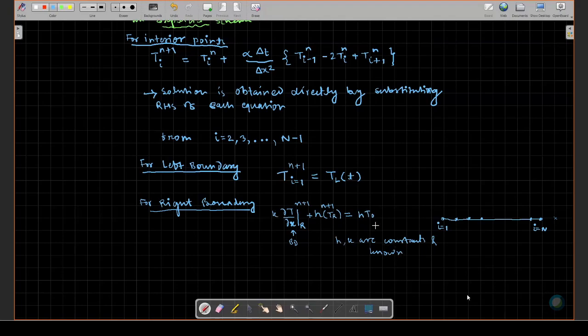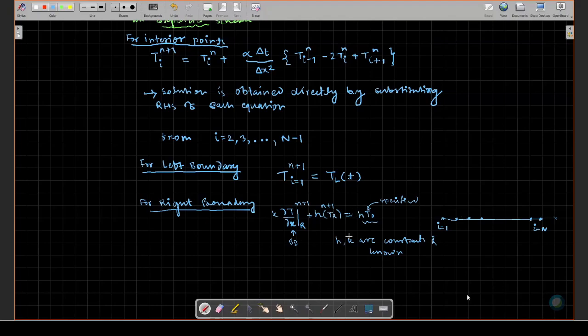T naught is also some specified value. This is basically the ambient temperature. So T naught is a specified value, so it is also known. So this is a known term. These are unknown. So these unknowns are always at n plus 1. So h is a constant, but T R is at n plus 1.